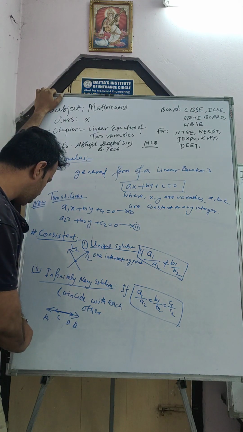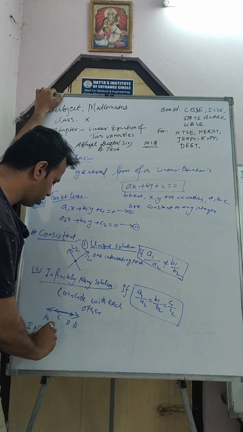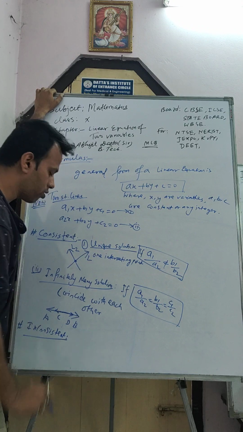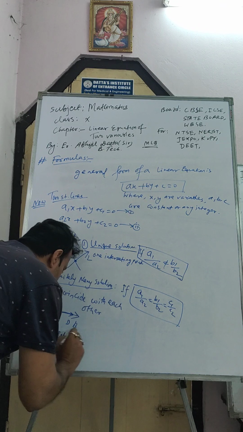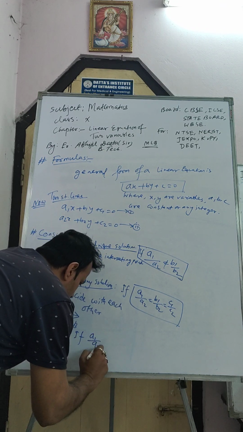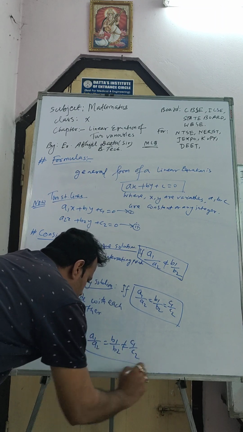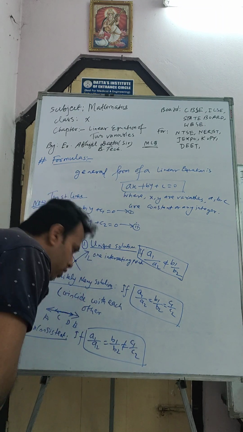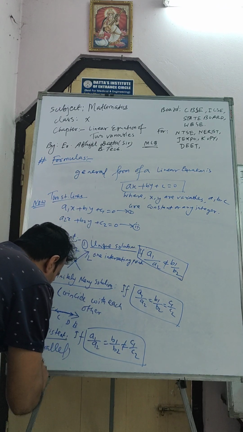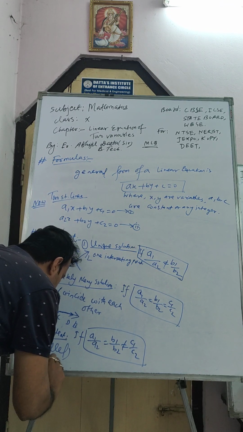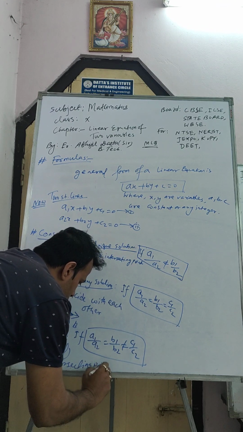And another part is inconsistent or inconsistency, when a1 by a2 equal to b1 by b2 not equal to c1 by c2. If this condition is satisfied by two straight lines, they are said to be inconsistent. Inconsistent means parallel, no intersecting point. There will be no intersecting point.